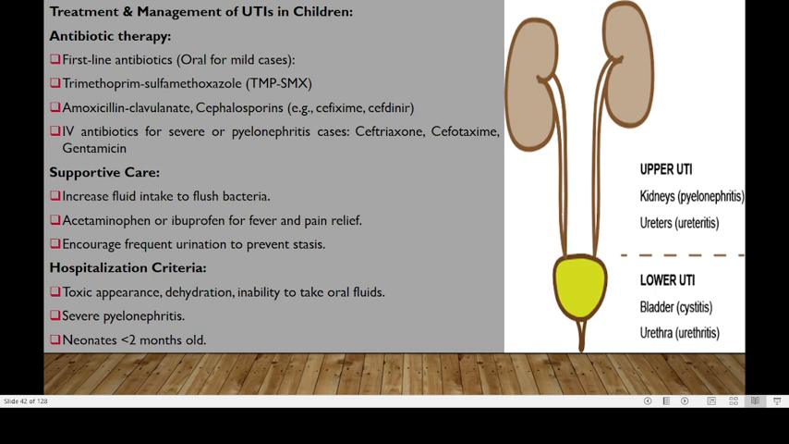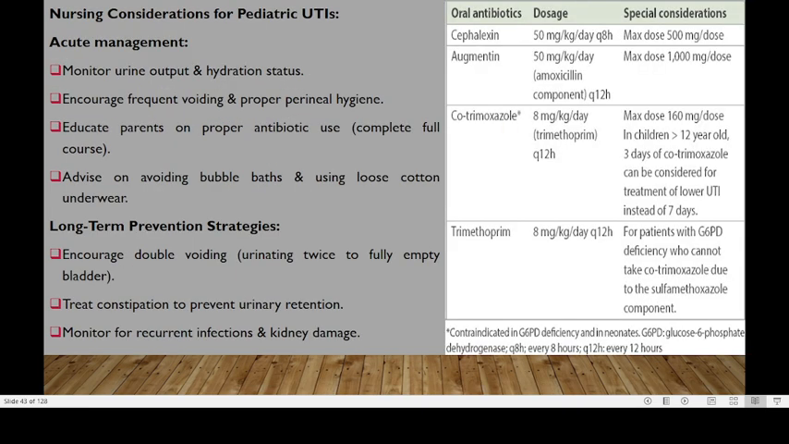Hospitalization criteria, you look at the toxic appearance, dehydration, inability to take fluids, you have to hospitalize. Children with severe pyelonephritis are hospitalized. Neonates who are less than 2 months have to be hospitalized because they have special needs to be attended to.